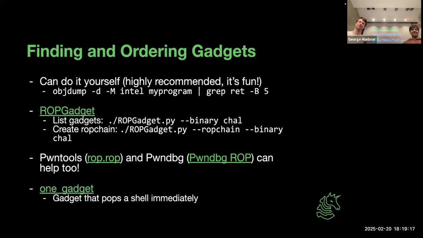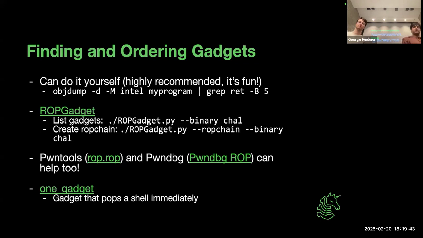Other than that, Pwn Tools has good ROP utilities, so you don't actually have to look for the address. Pwn Tools has a function like find gadget, and you can put in the gadget that you're looking for, and if there's an address that is that gadget, it would just give it to you. And Pwn Debug, which is an extension to GDB, can also help you find ROP gadgets.